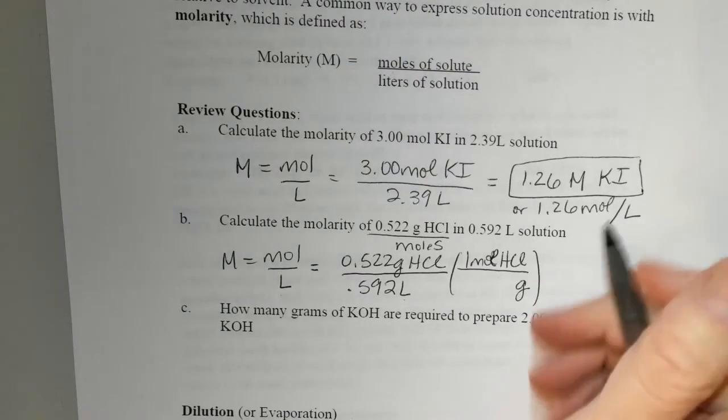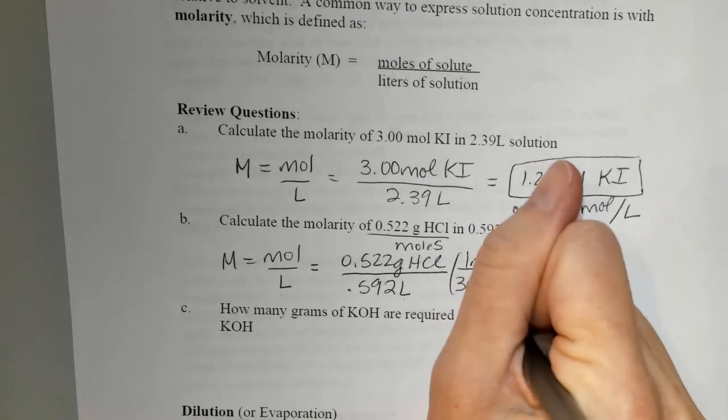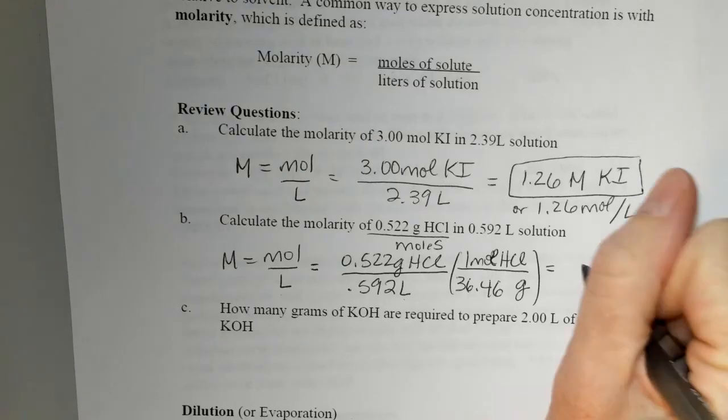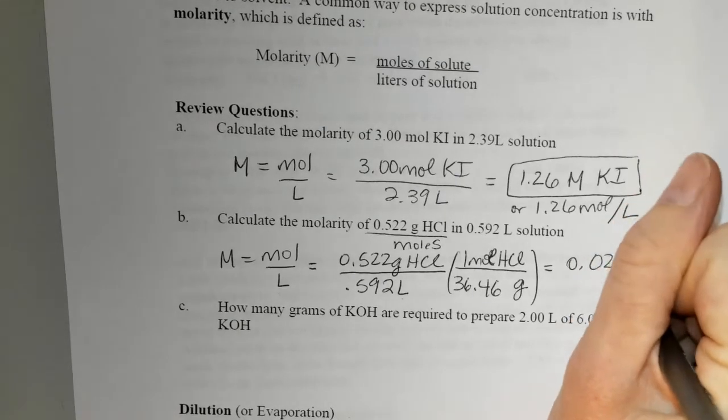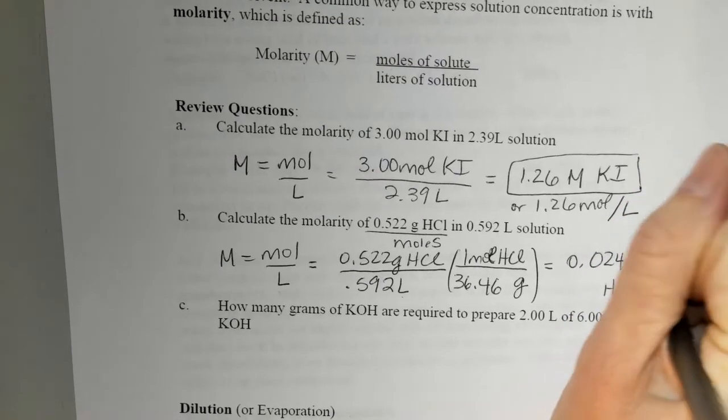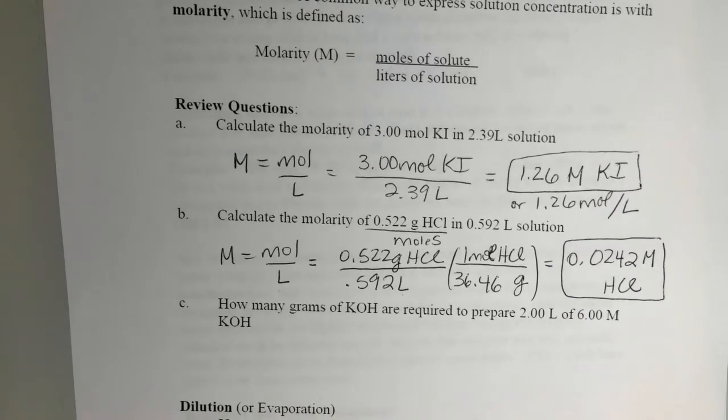So if I add up a hydrogen and a chlorine, I get 36.46 using those atomic masses from the periodic table. So I'll take the 0.522, divide that by 0.592, and then divide that by 36.46. And if I keep 3 significant figures, I get 0.0242, capital M, for the concentration of the hydrochloric acid.